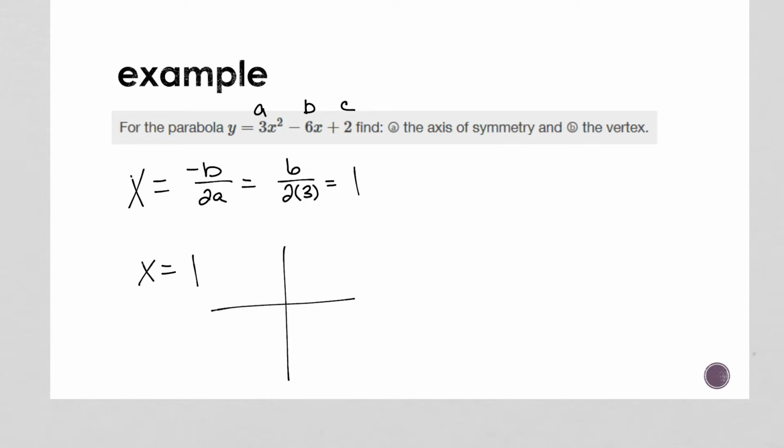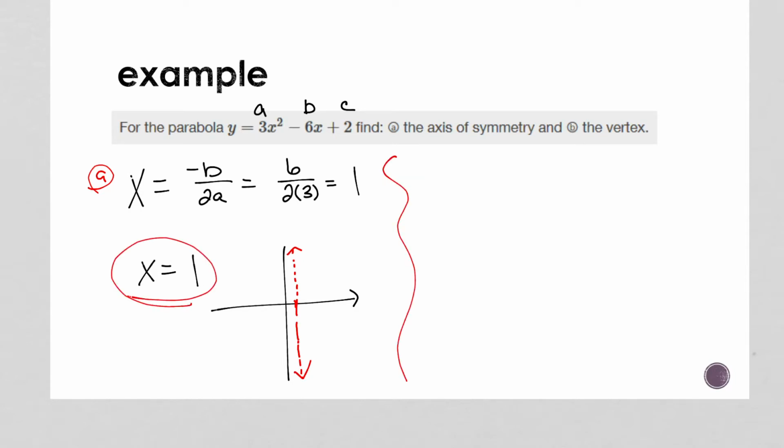If we had a graph, we usually draw our axis of symmetry as a dotted line. So it would be about right there. Remember, x equals 1 is a vertical line. All right, so that's for part A. Our axis of symmetry is x equals 1.